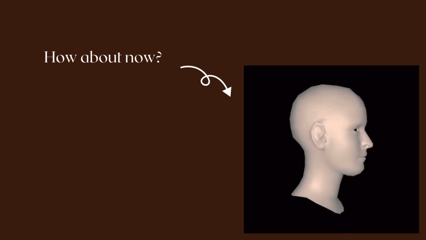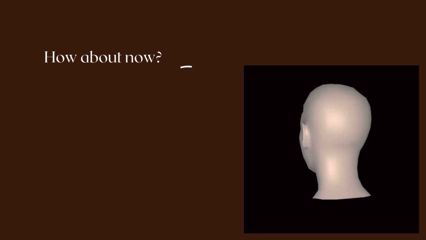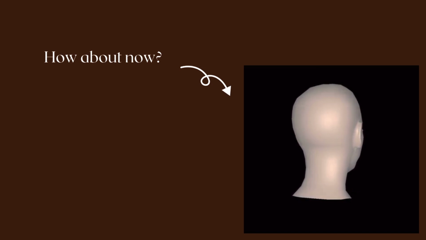Now let's modify the head to appear as a solid figure. Is it easier to tell which direction the head is actually going now? By presenting the image as a solid head, it becomes easier to see. Let's try a different modification.